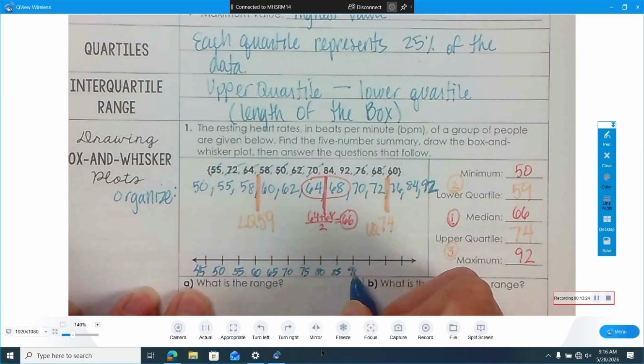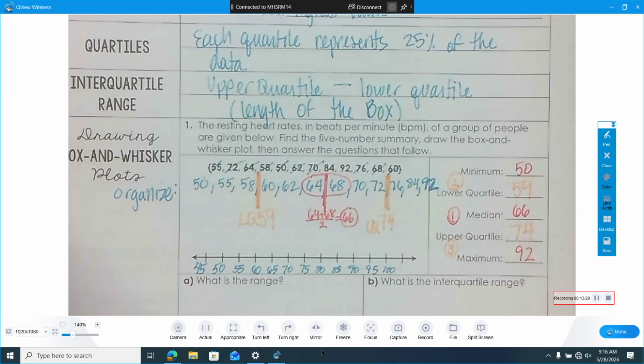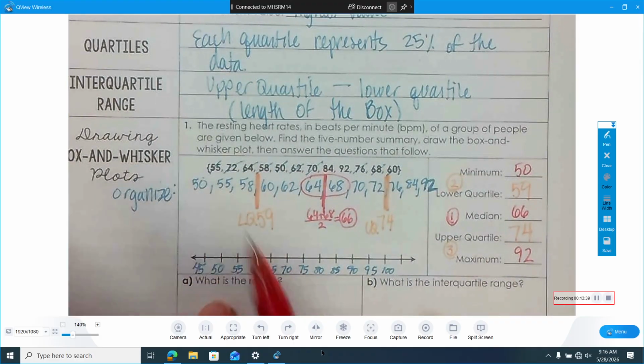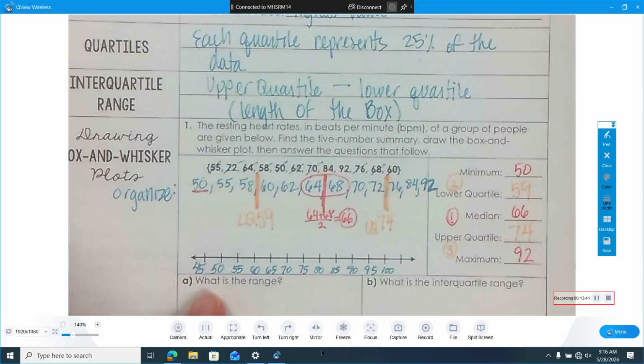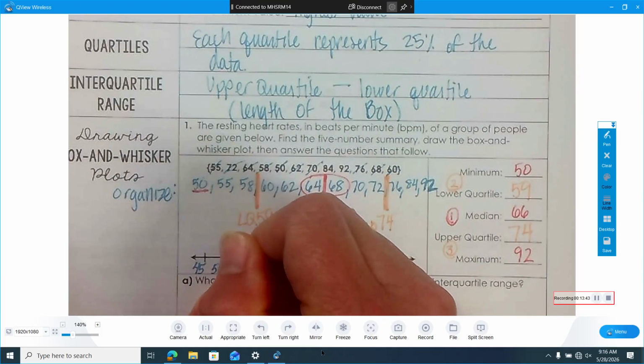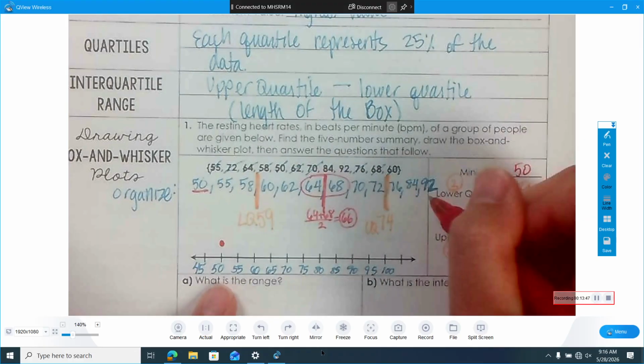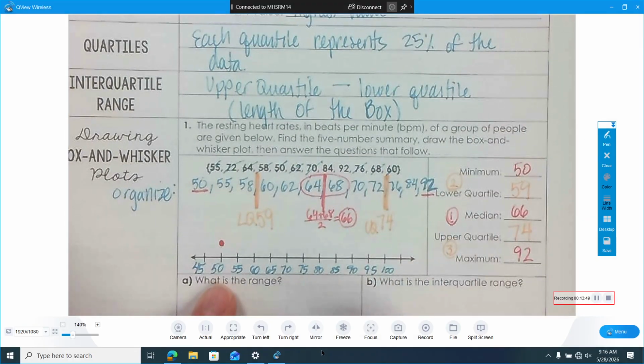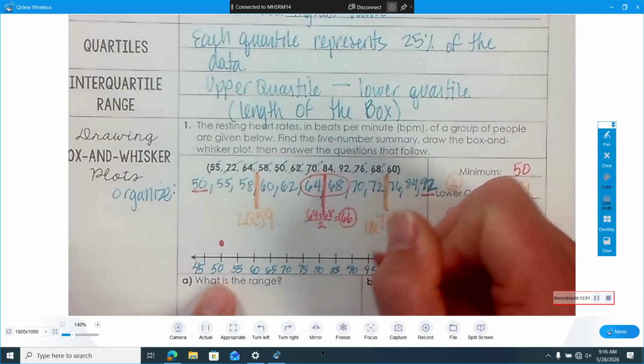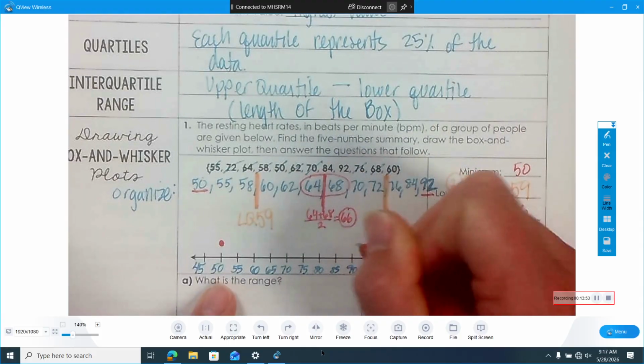85, 90, 95, 100. That's good enough. All right, so I've labeled my number line, and now I've got to transfer my data. My minimum was 50, so I'm going to put a dot at 50. My maximum was 92, so I'm going to put a dot just about where 92 is, which is about right here.